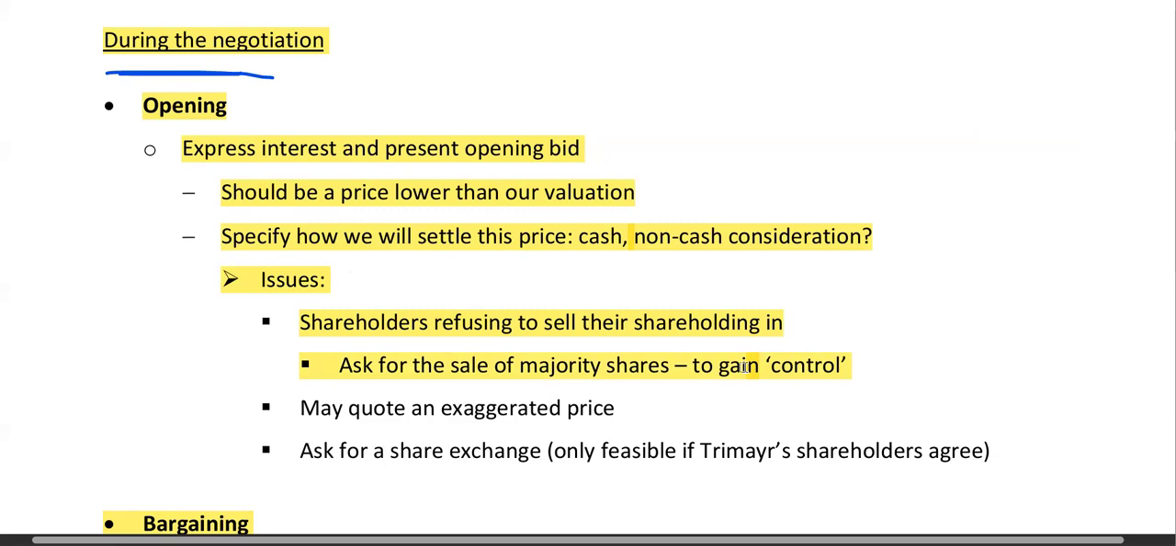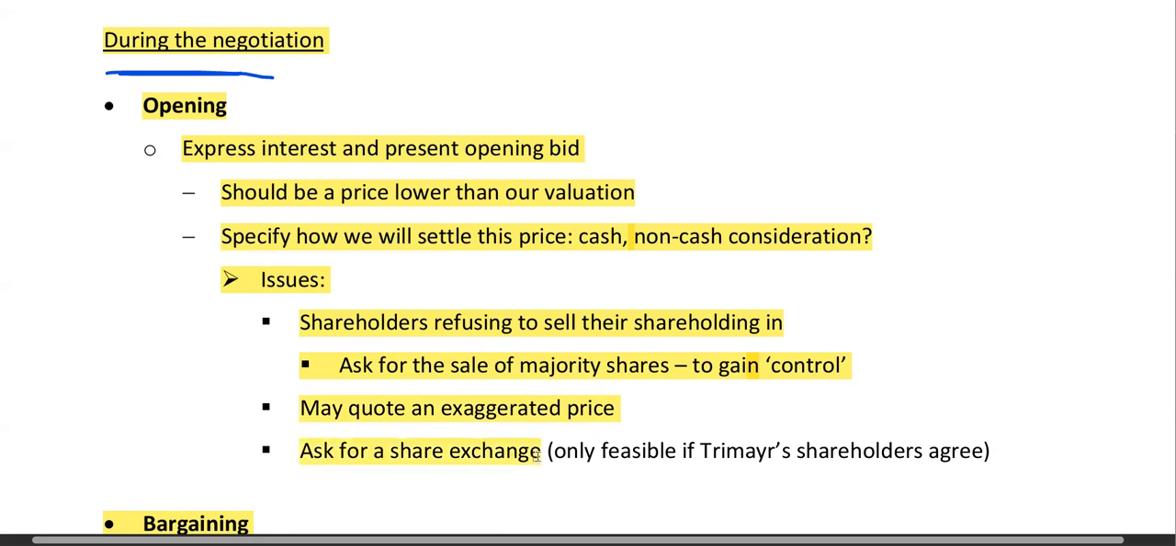So the management should go prepared to lower the percentages in case the shareholders of the company refuse to sell a majority stake. And once again, they may quote an exaggerated price, because remember, it's not that they want to sell the company, but it is us who wants to buy the company. So obviously, there can be a situation where even for a lower percentage of shareholding, they quote an exaggerated price, and they could also insist on a share for share exchange.